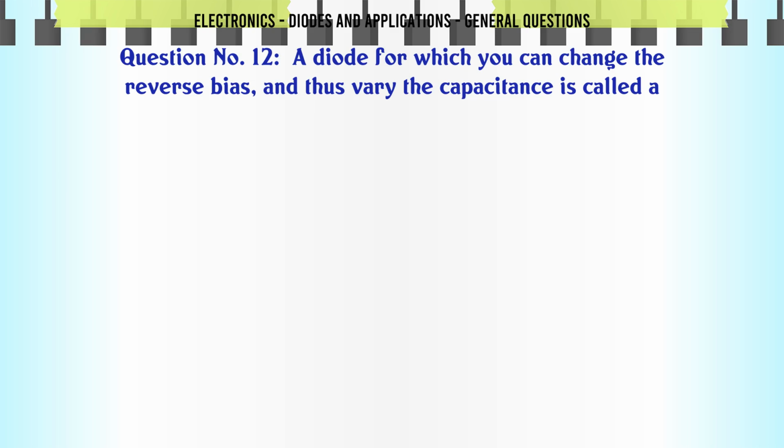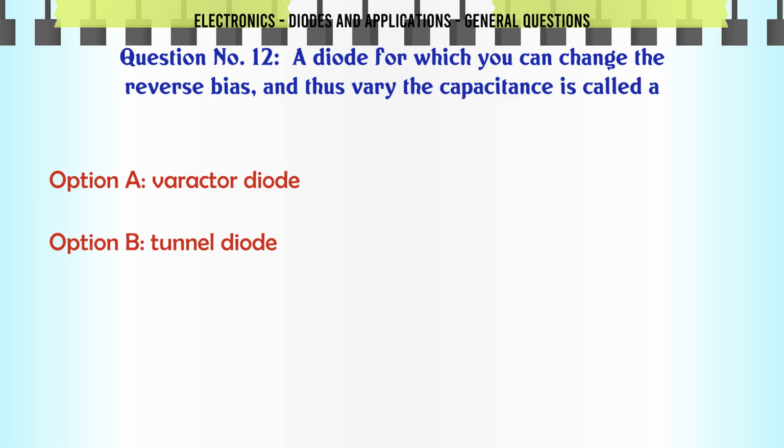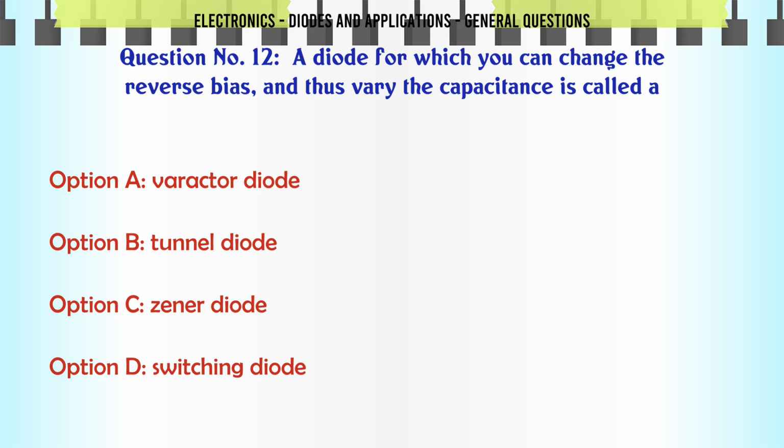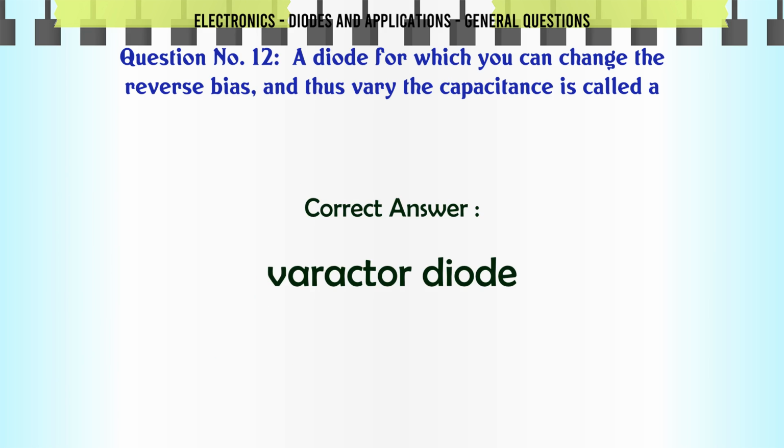A diode for which you can change the reverse bias and thus vary the capacitance is called A. Varactor diode. B. Tunnel diode. C. Zener diode. D. Switching diode. The correct answer is varactor diode.